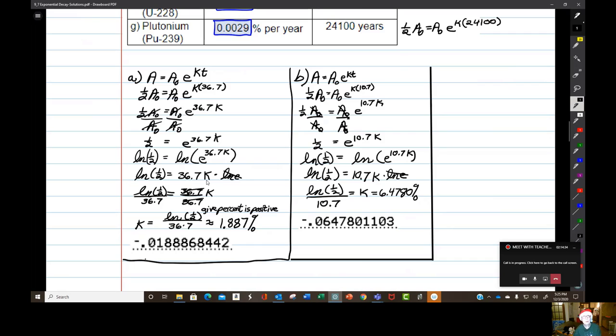I have to move that k down so I can solve for it, so I have to use a logarithm. I have to take the logarithm of both sides of the equation. The ln of 1/2 equals the ln of e to the 36.7k. This permits us to move the exponent or the power down. This is the power rule. So there it is. The ln of 1/2 equals 36.7 times k times the ln of e, and the ln of e is 1.